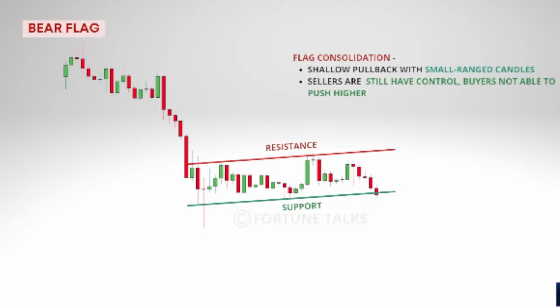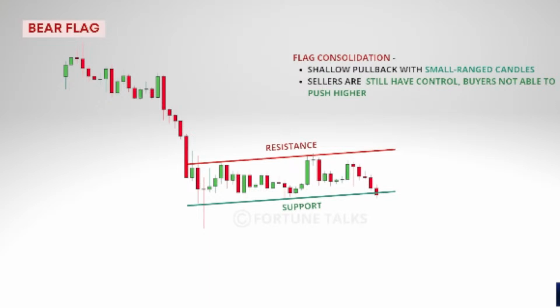Now the strong bearish move represents the pole of the flag, and the price consolidation during the pullback forms the flag of the pattern. The flag retracement should not move beyond 50% of the pole length, or else it is not considered a bear flag pattern.